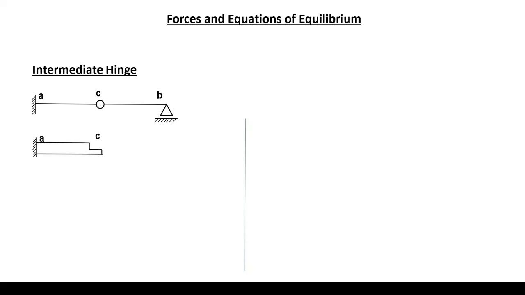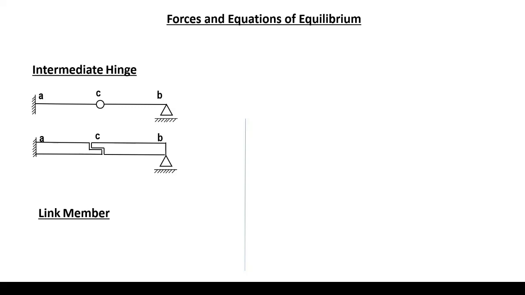Forces and equations of equilibrium. Intermediate hinge at C. Intermediate hinge means zero moments at C. The beam can be represented as such. The beam is divided into AC and CB. AC carries the part CB at C. In other words, CB is supported on AC at C.